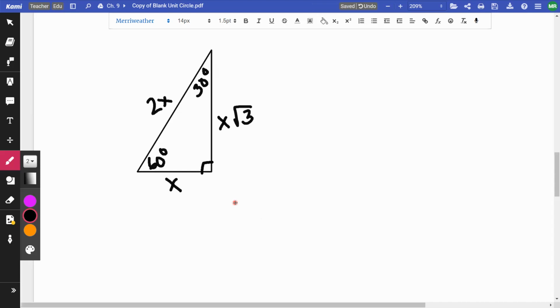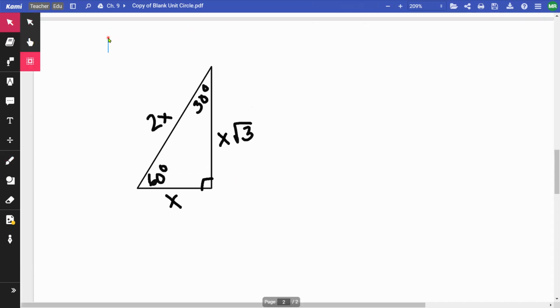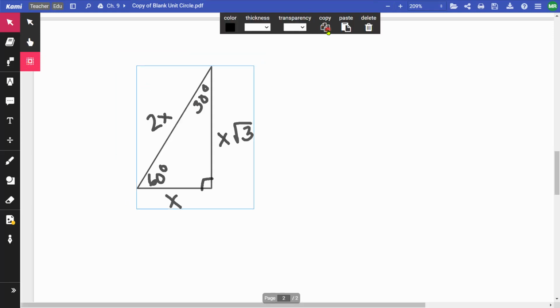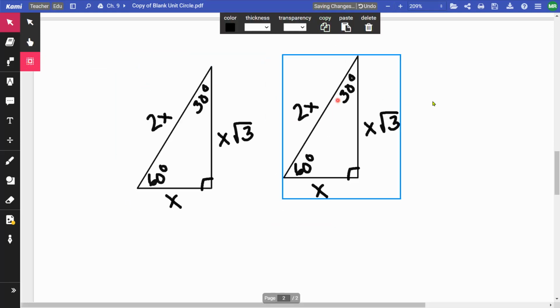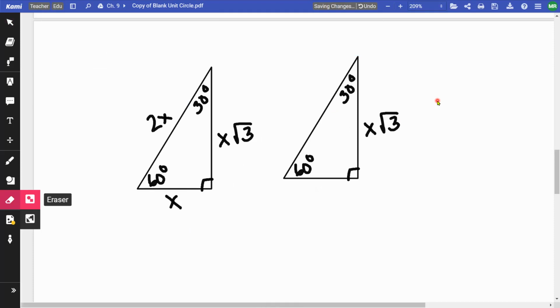Now, I'm just going to select this with the select tool. I'm going to copy paste so I don't have to redraw it again. Then I can always get rid of what I want. So I'm just going to get rid of these things.